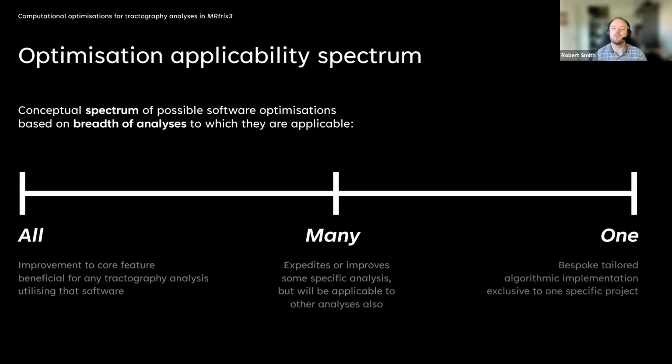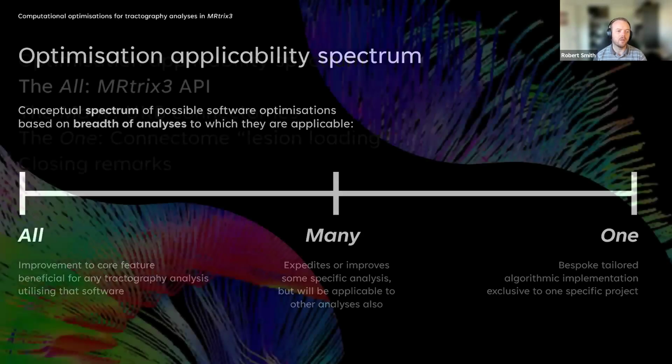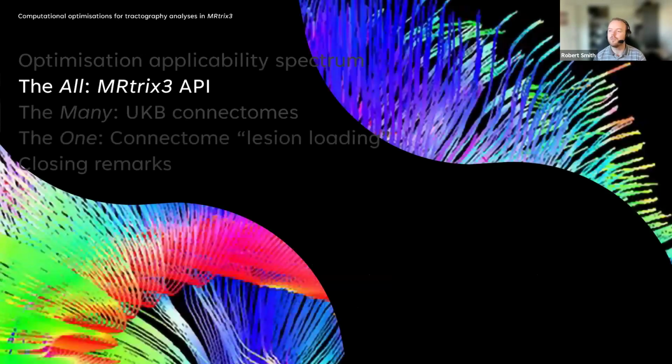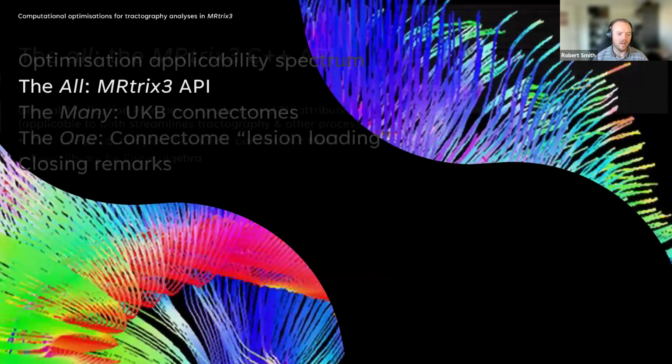And at the opposite end of the spectrum is this idea that an individual research project may warrant dedicated software engineering investment to either facilitate or expedite that one project. So I'm going to try to give some examples of each of these three.